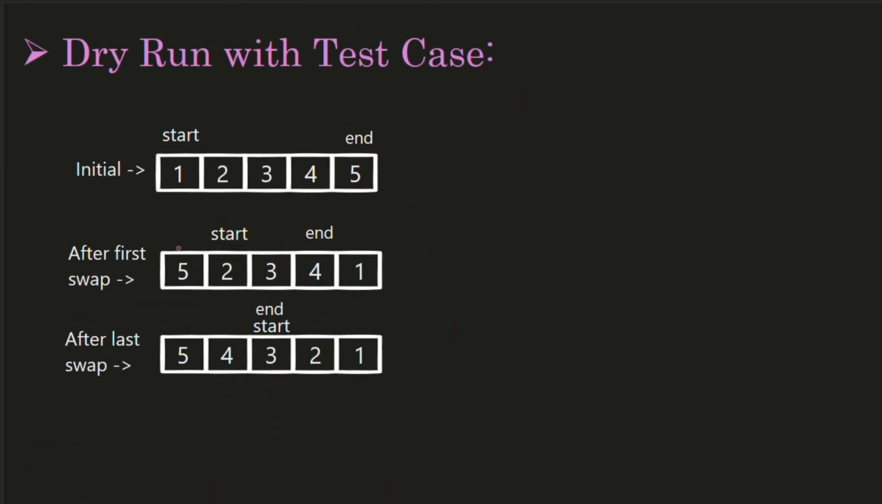Let's dry run with an example. Let's say the array is 1, 2, 3, 4, 5. First swap 1 and 5, so the array will become 5, 2, 3, 4, 1. Then 2 and 4. Then the resulting array will be 5, 4, 3, 2, 1. The middle element stays, that means we're done. And that's how we reverse an array efficiently.